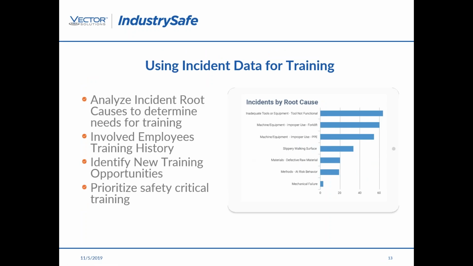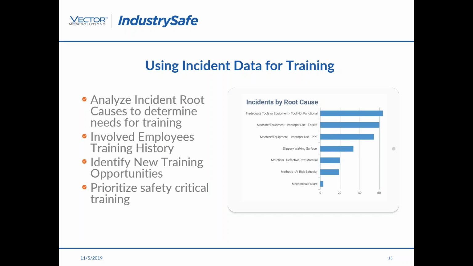So how do you use incident data for training? I've alluded to this, but there's a couple of ways that it can really help you. One is that you can look at your incident root causes and figure out what type of training you need. You can also look at it when you do have an incident. Very easy, if you have connected your incident data set and your employee data set and your employee training data set, anytime an incident occurs, you can look up that involved employee and see their training history. So you'll be able to see at a glance, hey, did the employee have the appropriate training to be doing the task that they were doing?